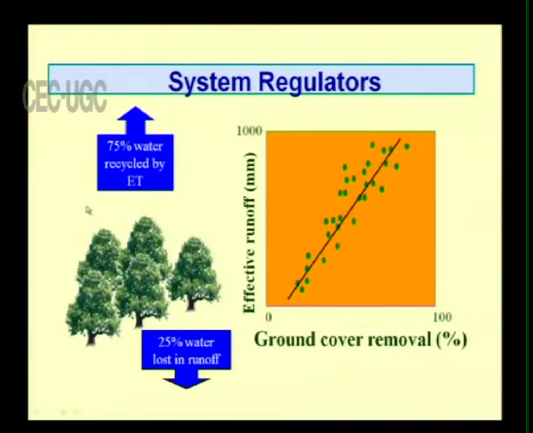The second threat is habitat fragmentation. Suppose the habitat is whole or total, and when we make it into fragments, there is a discontinuity in the diversity. Therefore, habitat fragmentation is another threat for biodiversity. And the system regulator: 75% of water is recycled by ET and 25% of water is lost in runoff. That means every ecosystem is regulated by itself, and when groundwater is removed, the effective runoff also increases. There is a correlation between groundwater removal and effective runoff. The more groundwater we remove, the more effective runoff happens, so biodiversity is affected by the system regulators as well.